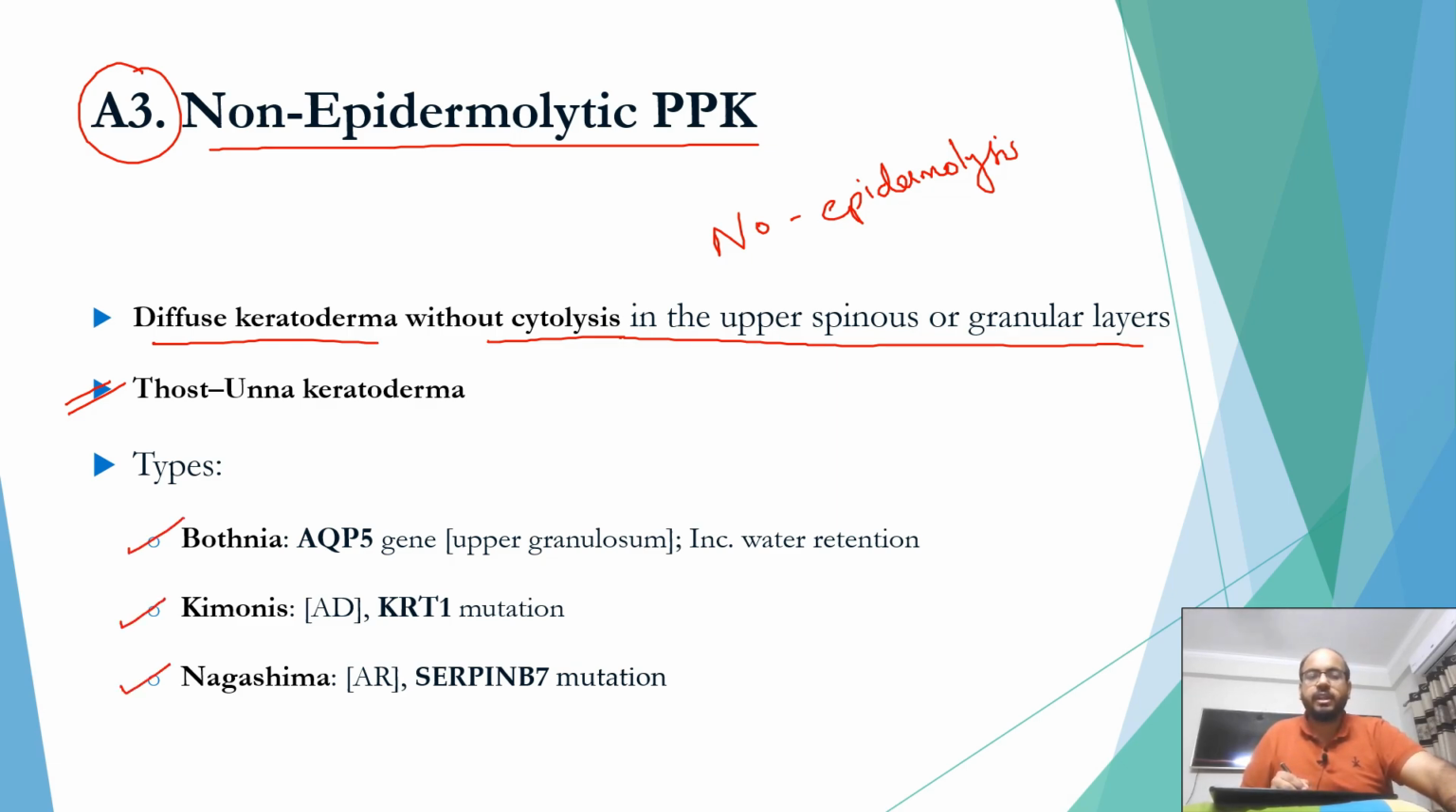Okay, in Bothnia, you have a problem with the aquaporin 5 gene. Aquaporins are channels that are responsible for water transmission in between the cells. If these are mutated, then the water is retained inside the cell. It's not able to move freely, and that leads to increased water retention. In Kimonis type, it is autosomal dominant transmitted, and the mutation is in keratin 1. In Nagashima type, it is autosomal recessive transmitted, and the mutation is in serpin B7.